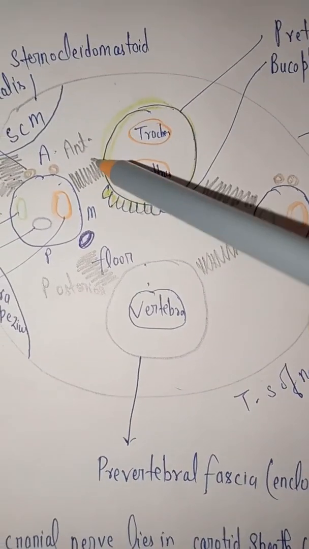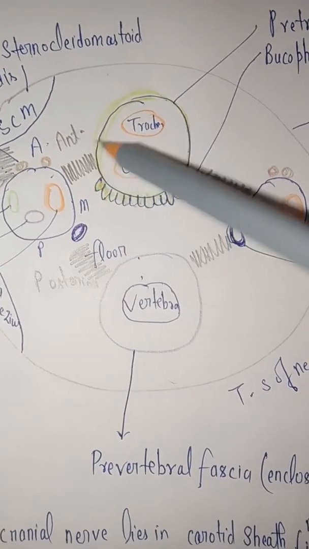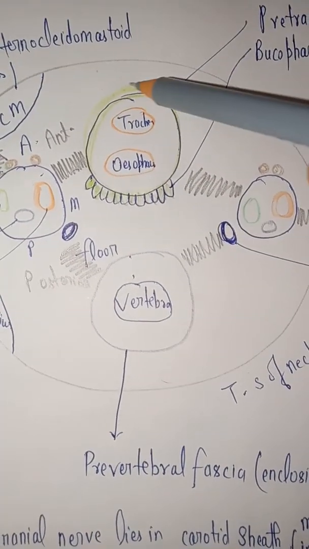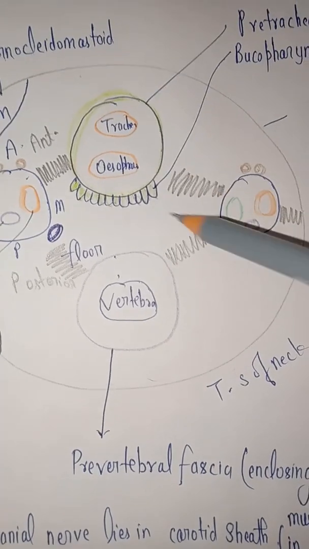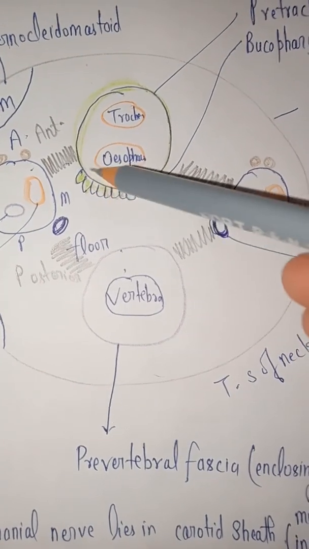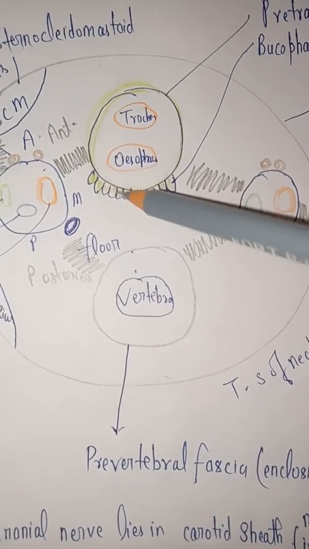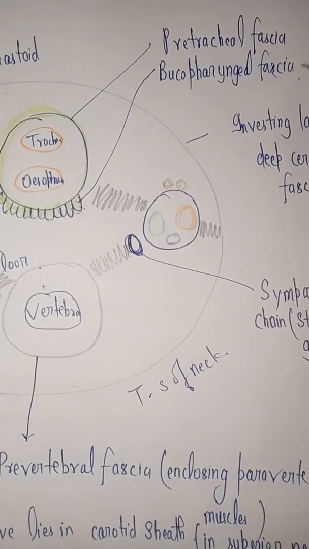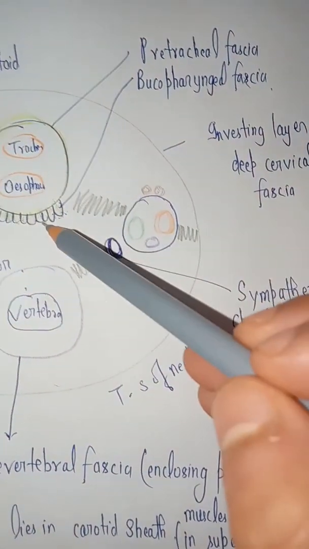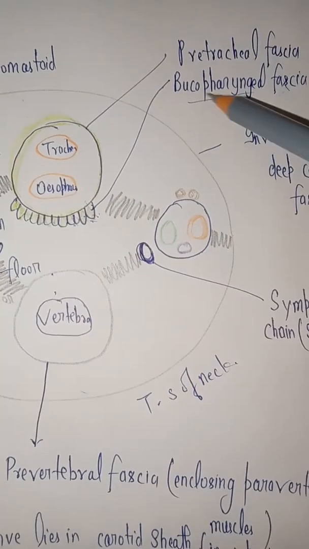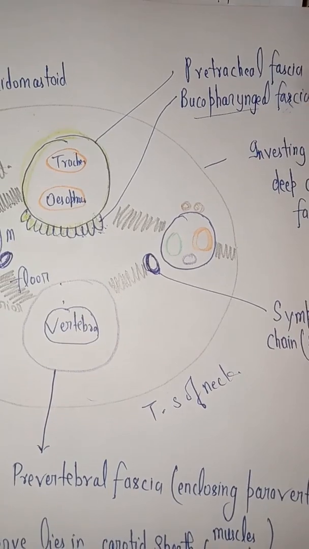Now after that, it is the anterior side. Anteriorly there is trachea and esophagus. So pretracheal fascia. Pretracheal fascia surrounds the trachea as well as esophagus, and in the region of the pharynx, this pretracheal fascia gets more thickened. This more thickened pretracheal fascia is known as the buccopharyngeal fascia. Buccopharyngeal fascia is none other than the extension and thickening of the pretracheal fascia. And where is it present? It is present in the pharynx region.